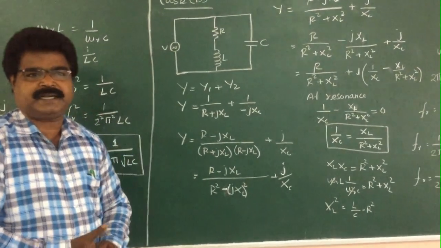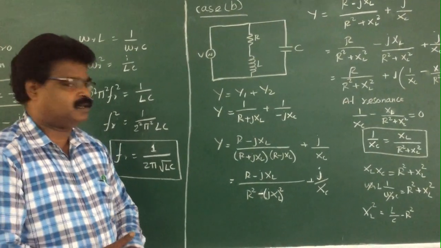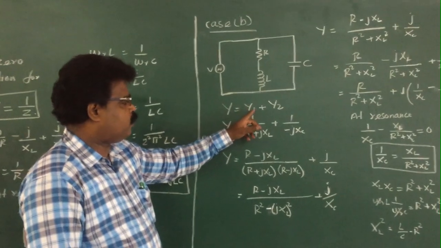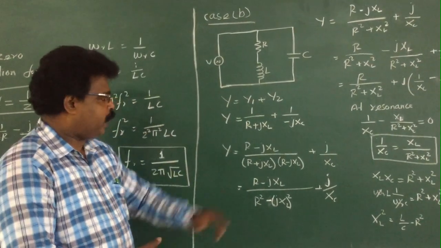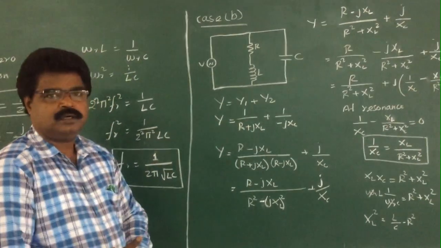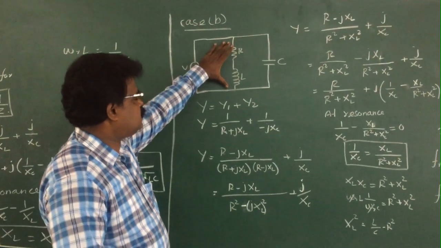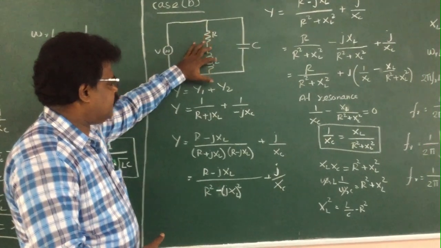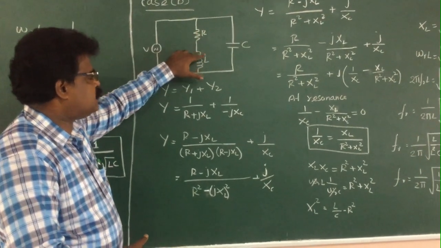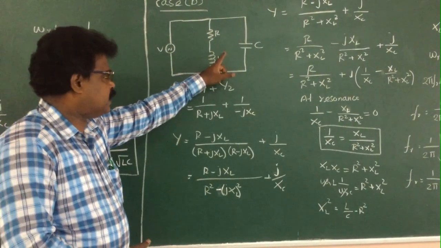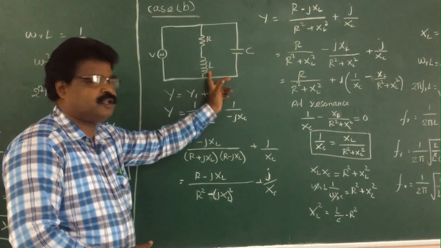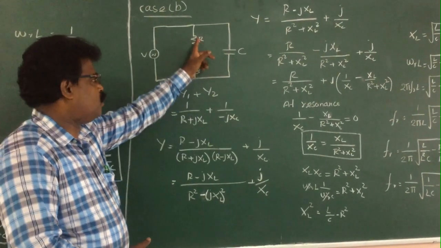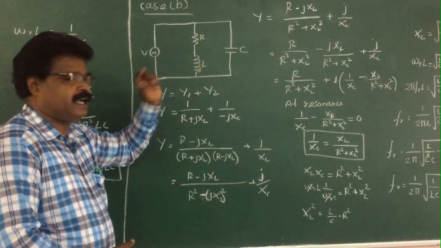Y is nothing but admittance. Admittance means 1 by impedance. So Y is equal to Y1 plus Y2. So Y1 is 1 by Z1, where Z1 is the impedance of the first parallel branch. It consists of R and an inductor, so R plus j into XL. In an AC circuit, the inductor is denoted by j into XL. Both are in series, so R plus j into XL.